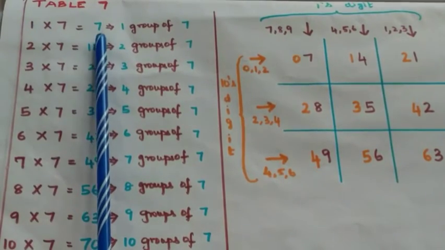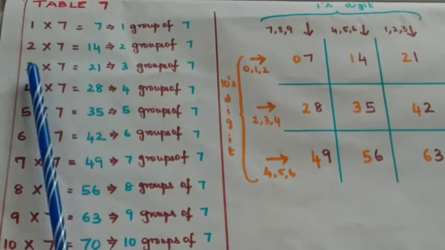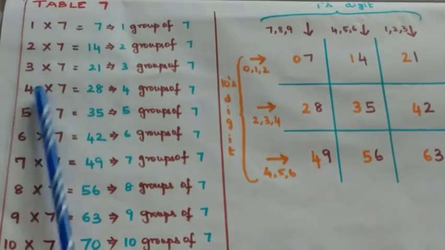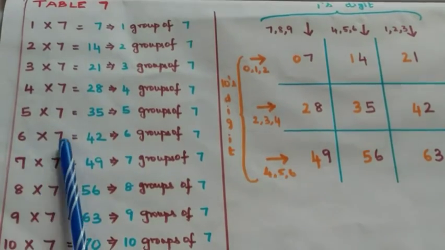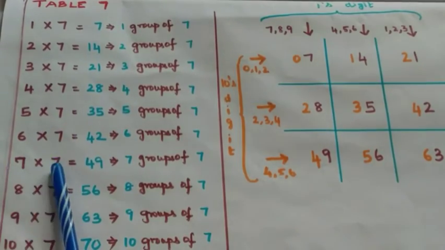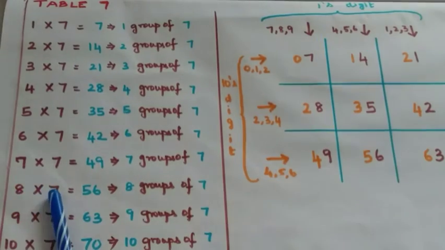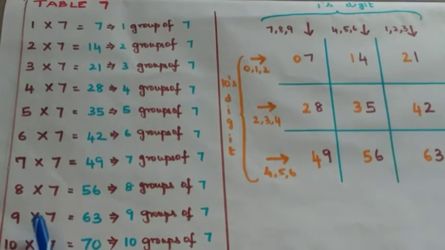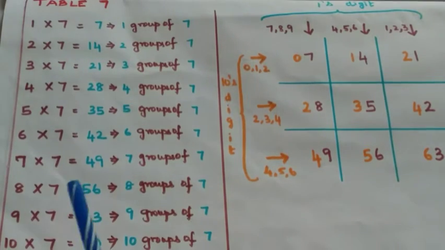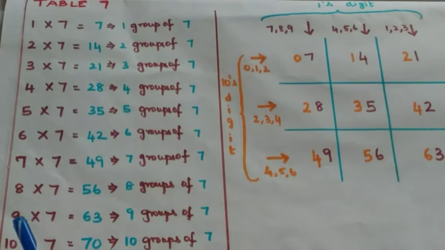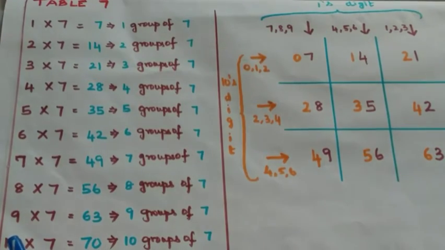1 seven is 7, 2 sevens are 14, 3 sevens are 21, 4 sevens are 28, 5 sevens are 35, 6 sevens are 42, 7 sevens are 49, 8 sevens are 56, 9 sevens are 63 and 10 sevens are 70.